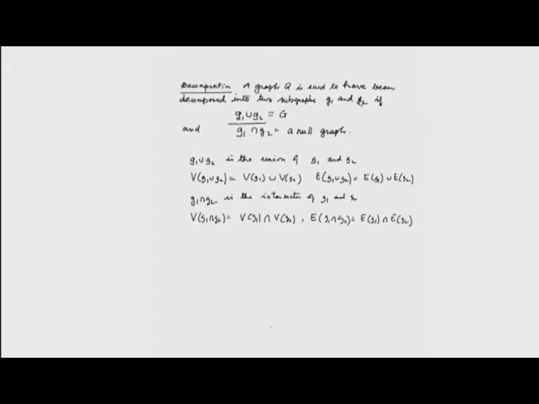So, when I say that G1 union G2 is G, that means that the union of the set of vertices of G1 and G2 is going to give me the set of vertices of G, and the union of edges is going to give me the set of edges in G. And when I say that the intersection is a null graph, that means that there is no common edge between G1 and G2.